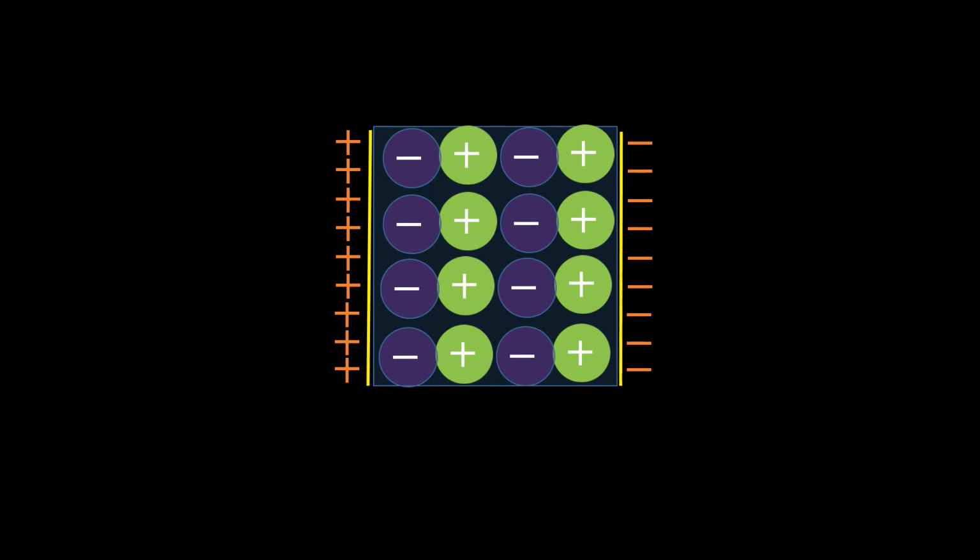Ultimately, we will have alignment of induced dipoles or already existing dipoles. Now, the free surface charge on the plates of the capacitor is giving me an electric field sigma f by epsilon 0, which is going from left to right.